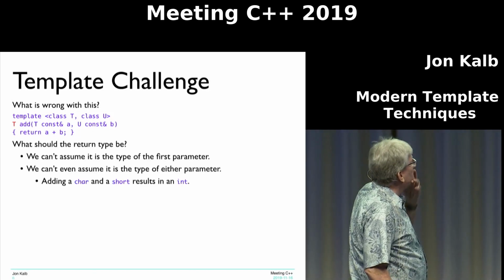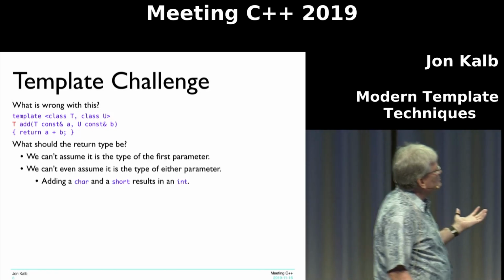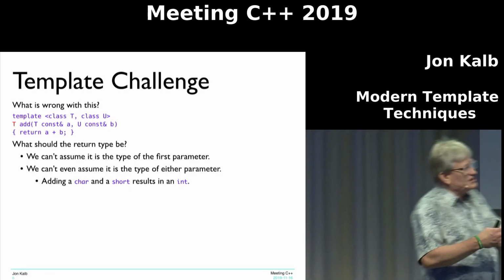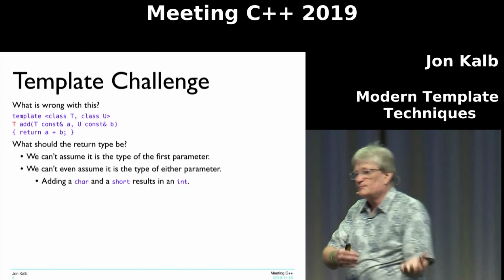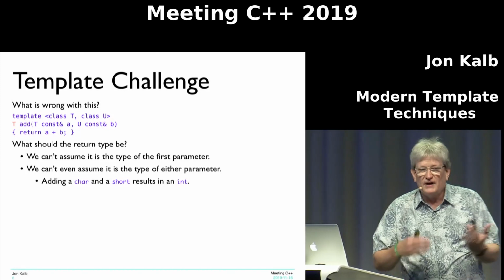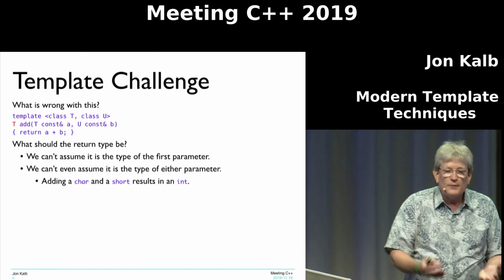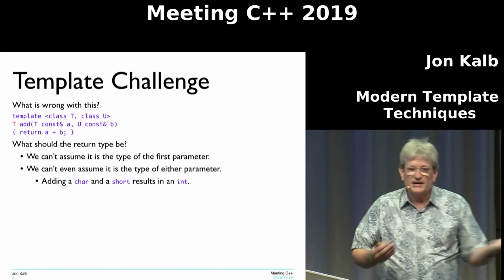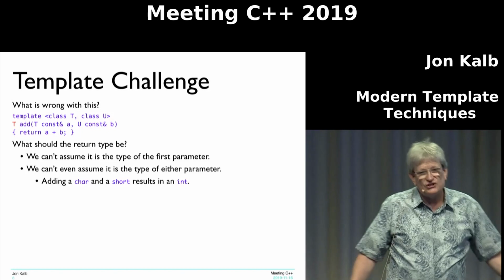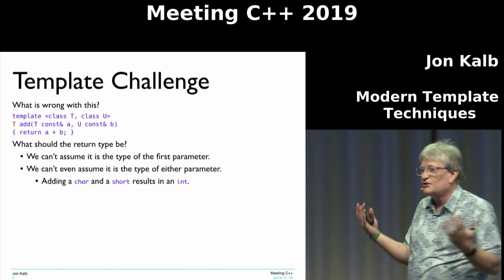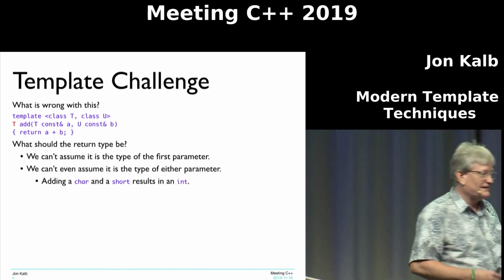The standard says that if you have two items that are smaller than an int, if you add two items that are the same, you'll get the same. So you add two chars, you get a char. But if you add a char and a short, it promotes to int and adds them together. So the answer you would get for adding a char and a short is an int. So it is quite possible to take any two arbitrary types and add them together and get yet another type.